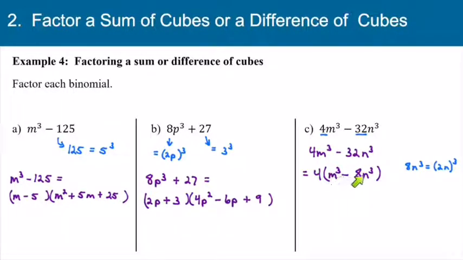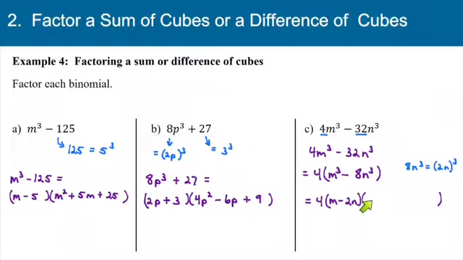Okay, so now we know we have a difference of cubes here. Let's keep our 4, but set down our two empty pairs of parentheses, a binomial and a trinomial size. m to the third is the third power of m, so we'll have m right here. Same sign as in the problem. And then 8n to the third is the third power of 2n, so that goes here.